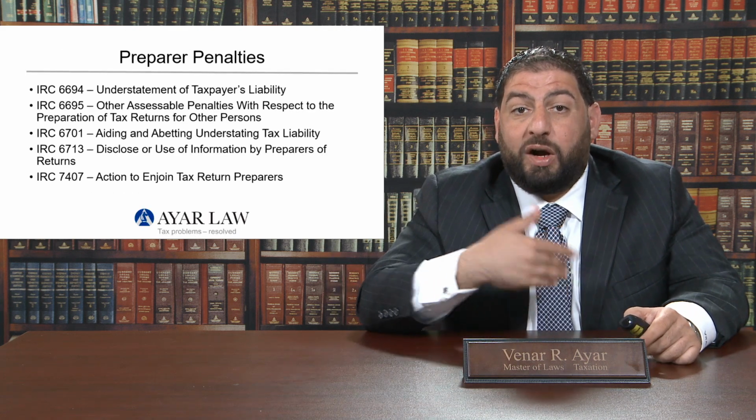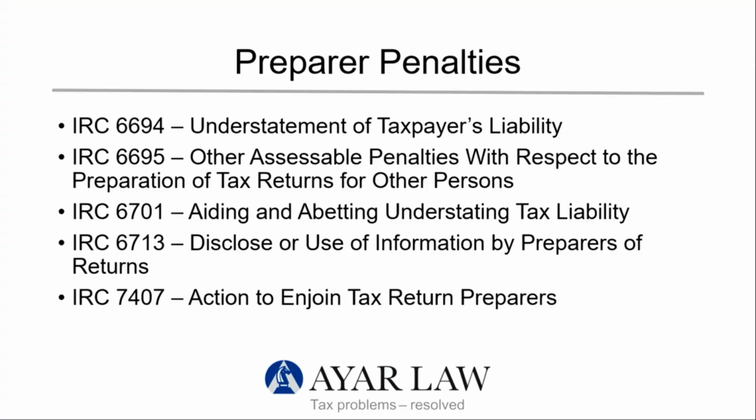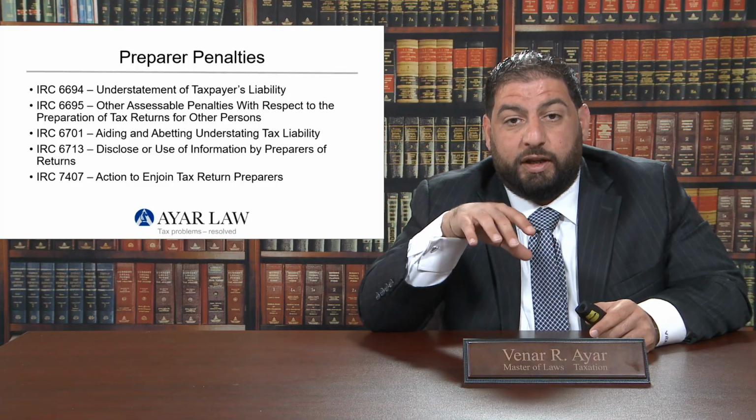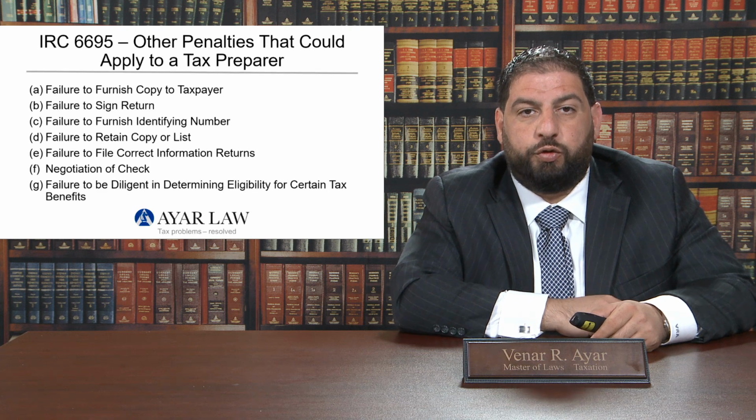There are also preparer penalties. 6694 is for understating a taxpayer's liability. 6695 deals with other assessable penalties with respect to the preparation of returns. 6701 is aiding and abetting the understating of a tax liability. It's a civil penalty. 6713 is disclosure or use of confidential information by preparers. The IRS can also ask for an injunction to stop preparers from being able to do returns in the future.